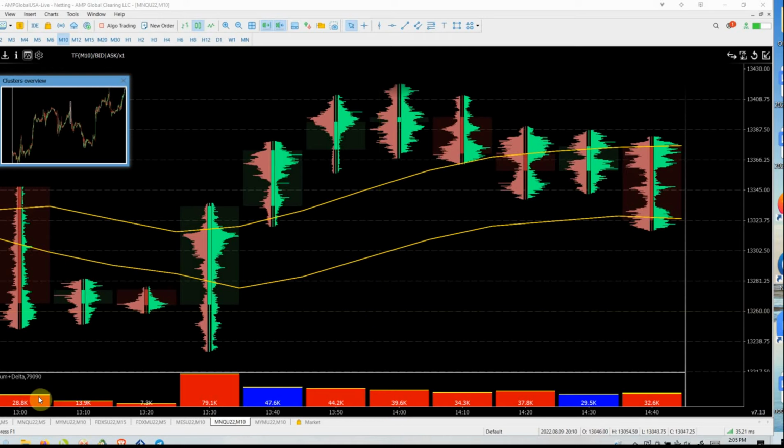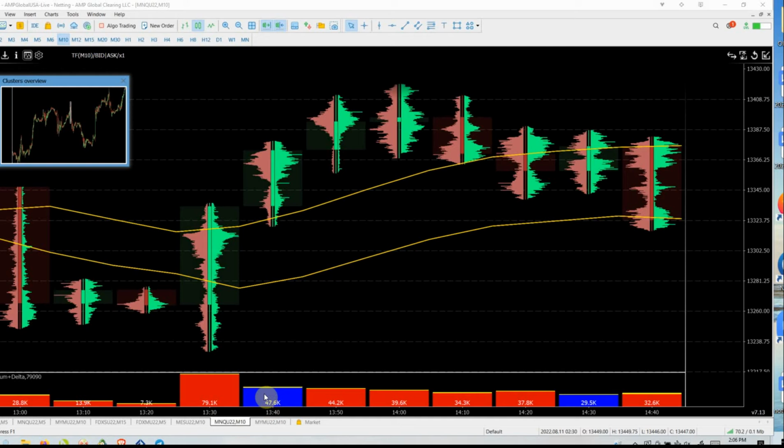And then down at the bottom, this is a volume delta indicator. This is basically showing you, at any one cluster, say for this one, for instance, since it's blue, that means there were 46,000 more buy contracts here than sells.